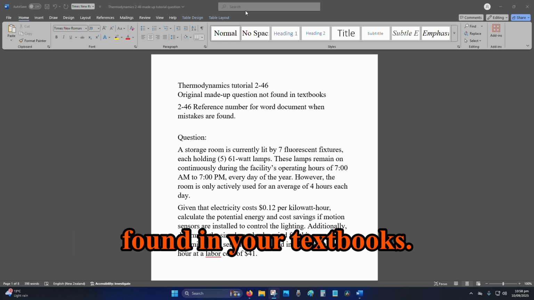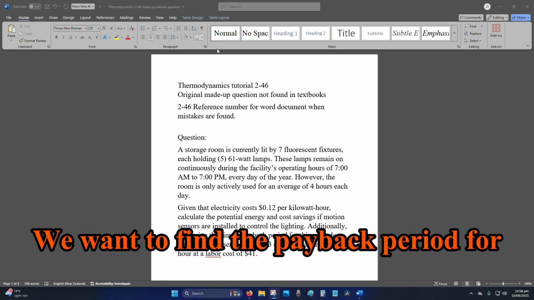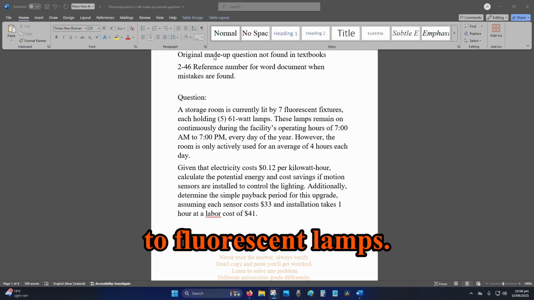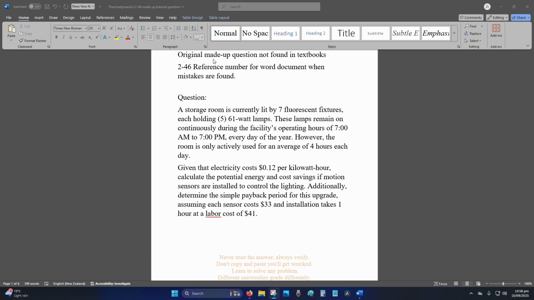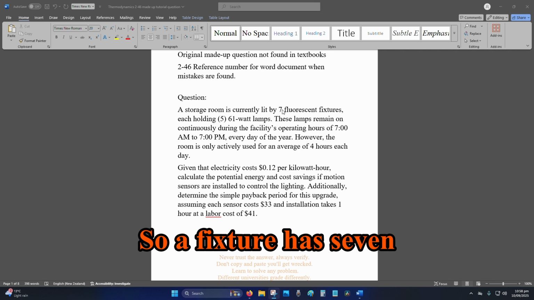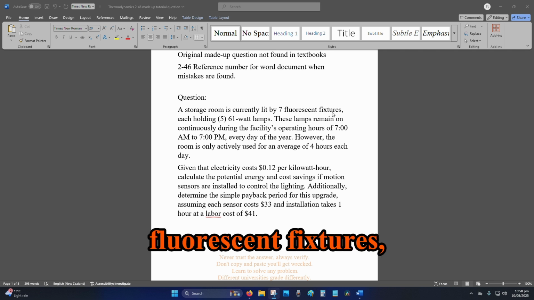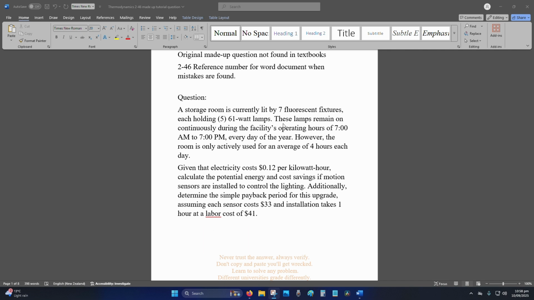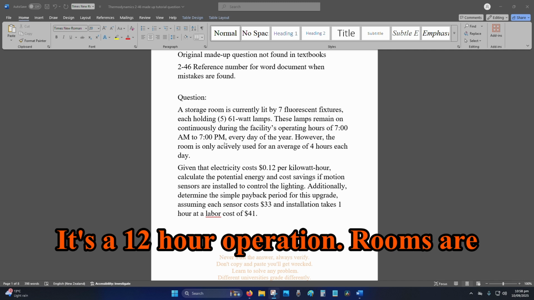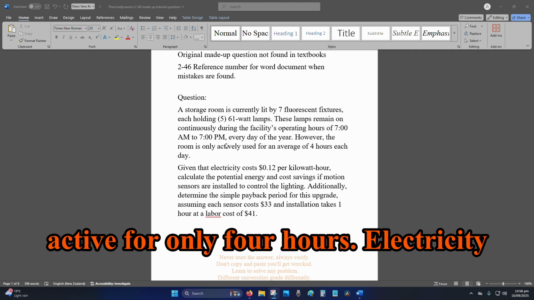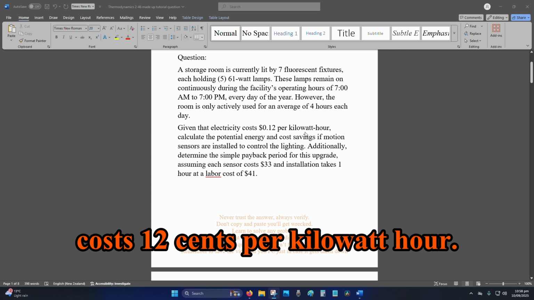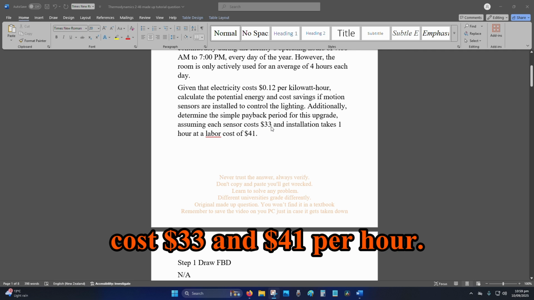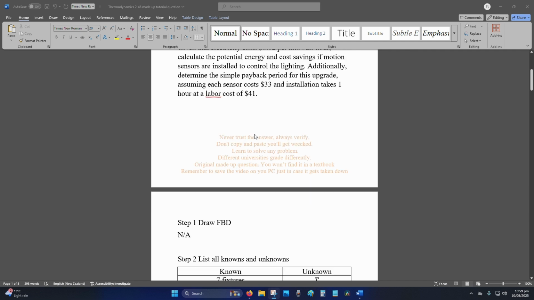This is a made-up question not found in your textbooks. We want to find the payback period for cost savings when switching incandescent to fluorescent lamps. So a fixture has 7 fluorescent fixtures, which holds 5 61-watt lamps. It's a 12-hour operation. Rooms are active for only 4 hours. Electricity costs 12 cents per kilowatt hour. Labor and installation costs $33 and $41 per hour.